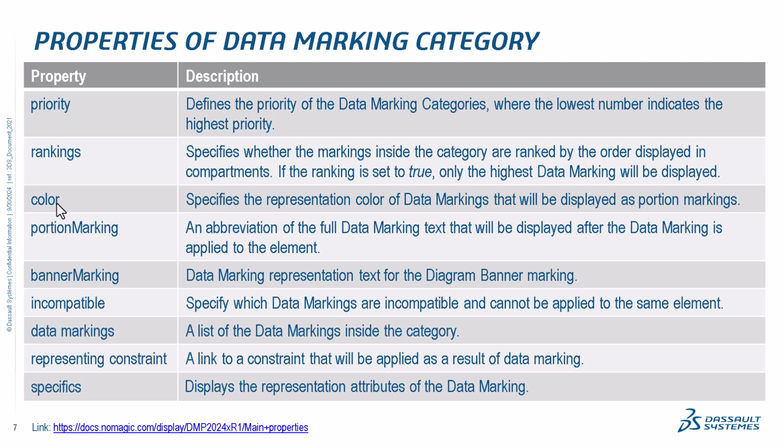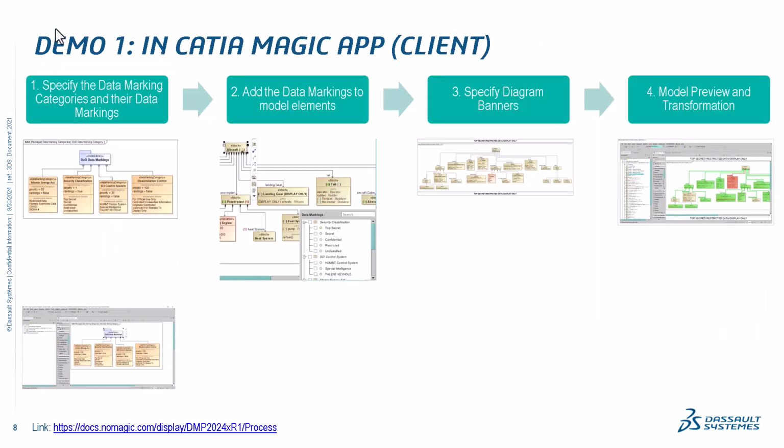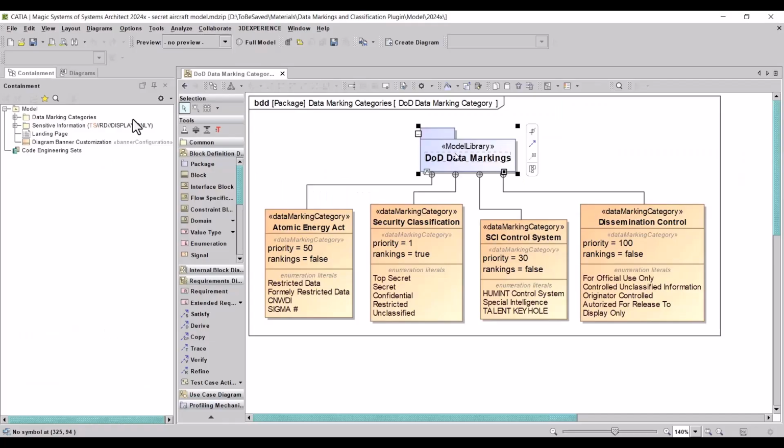Incompatible is between markings, to indicate that two classifications are incompatible, so two data markings based on those classifications are incompatible. Data markings is a list of the data markings inside of the category, like secret, top secret, and classified. Representing constraint is the constraint which gets applied automatically when you set a data marking, and you don't need to take care of that, it's automatic. And specifics display the representation attributes of the data markings. Now let's go through the demonstrations, and first let's see specifying the data marking categories and the data markings, and how that works.